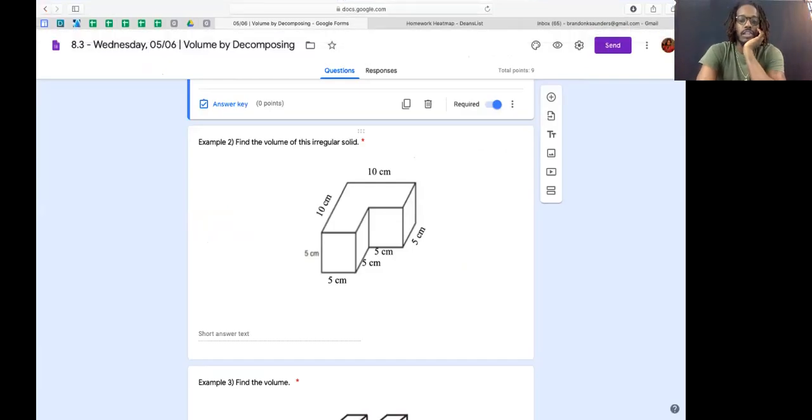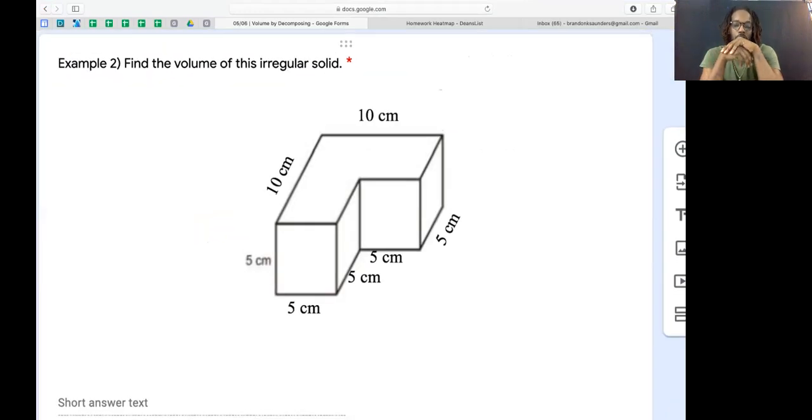All right, so looking at example 2, I'm going to zoom in so that this is the only thing on your screen when we're looking at this. So we need to find the volume of this irregular solid.